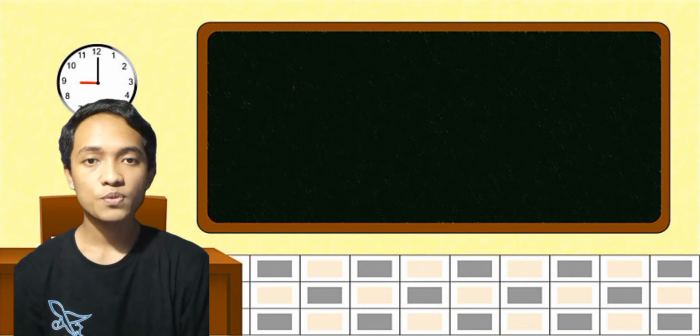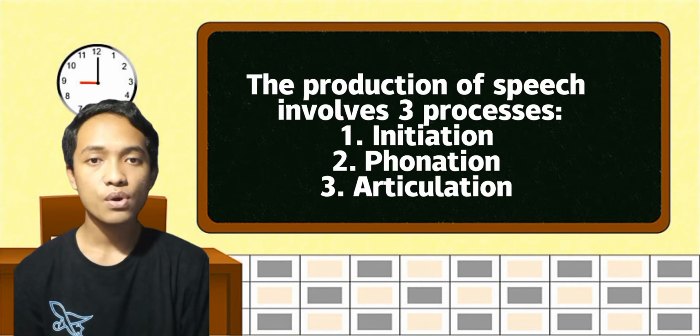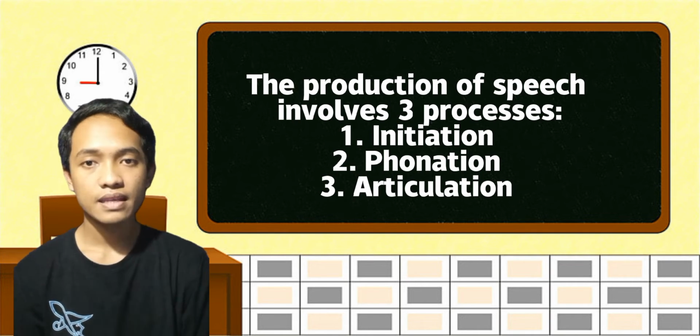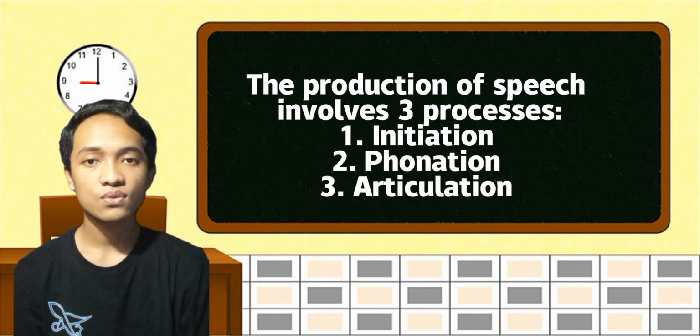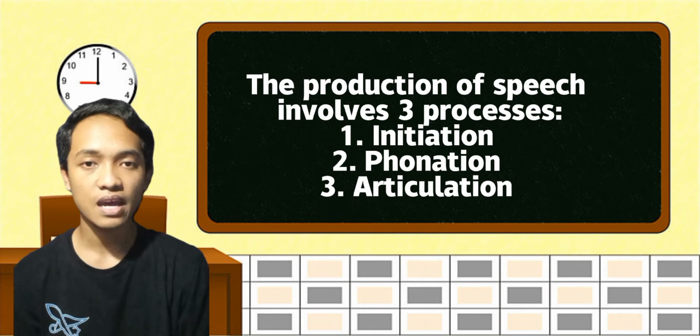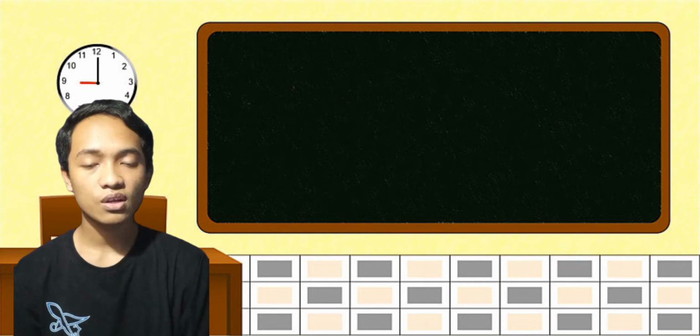The production of speech involves three processes. The first is initiation, setting air in motion through the vocal tract. The second is phonation, the modification of airflow as it passes through the larynx, related to voicing. And the third is articulation, the shaping of airflow to generate particular sound types, related to manner. What is articulatory phonetics?